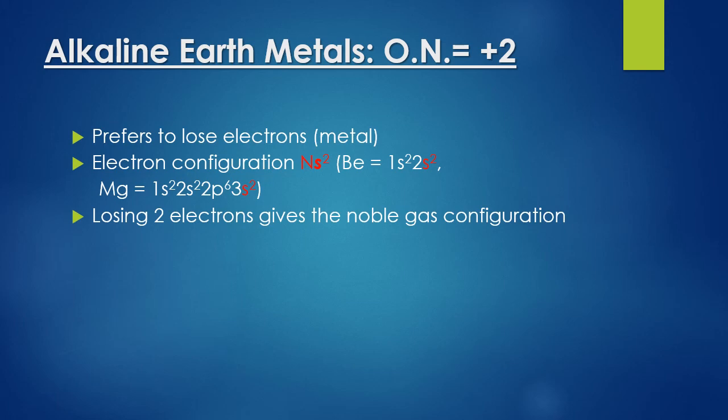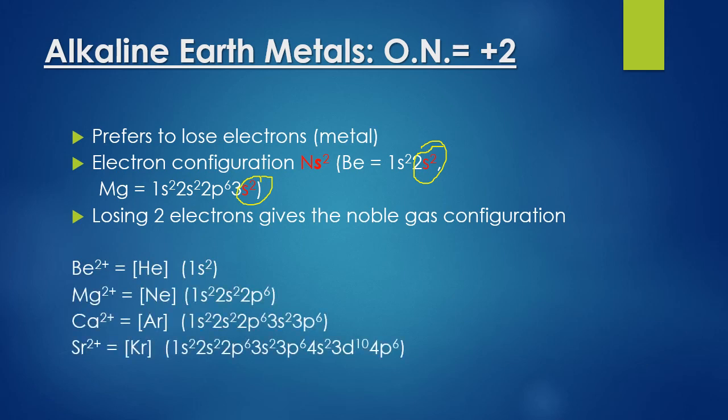Alkaline earth metals. Notice all the alkaline earth metals have 2 valence electrons in their outer shell, represented by these 2 electrons in the s orbital. So if they lose those 2 electrons, they now will have 8 and have the same electron configuration as the noble gas in the row above them.